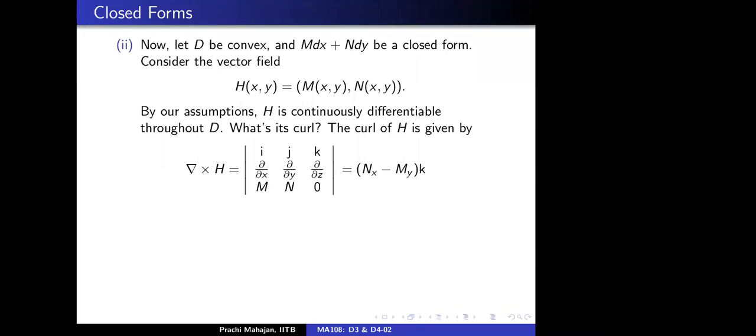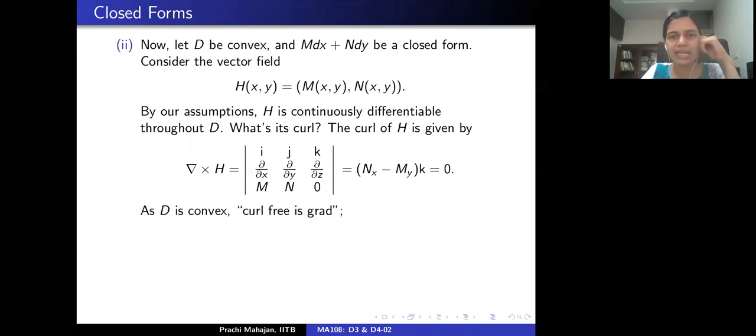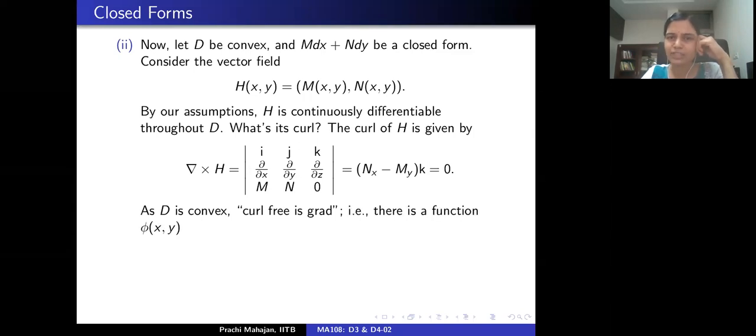But if D is convex, this will be equal to 0, right? If D is convex, curl free is grad. So this vector field H is such that the curl of this vector field is 0. You remember from MA 111 that curl free is grad, which means that there is a function phi of two variables such that H is actually the gradient of the function phi. Does everybody remember this?